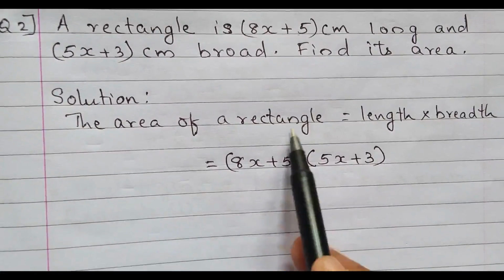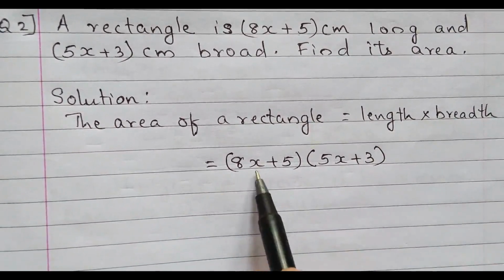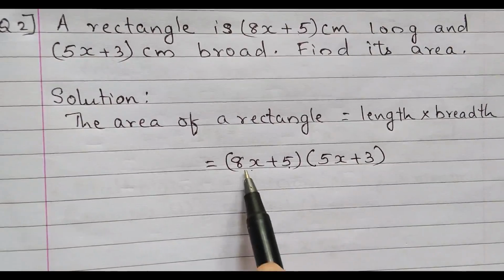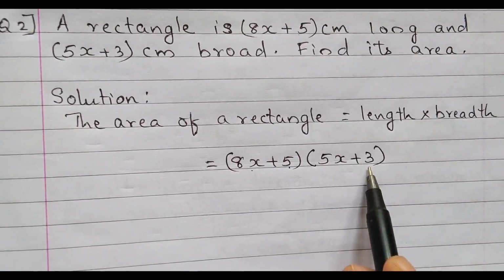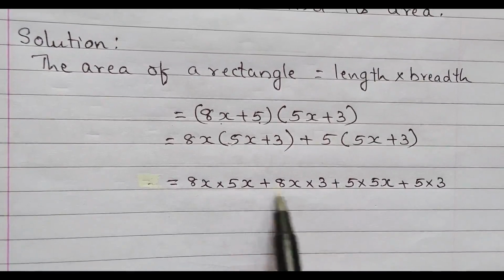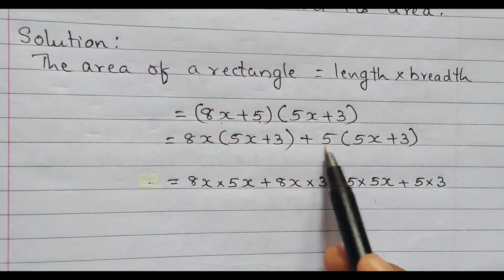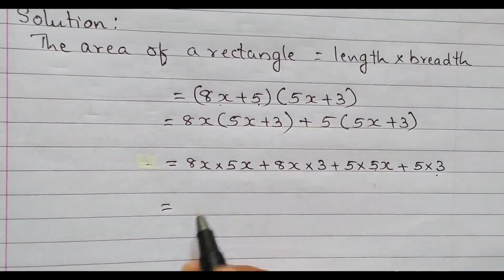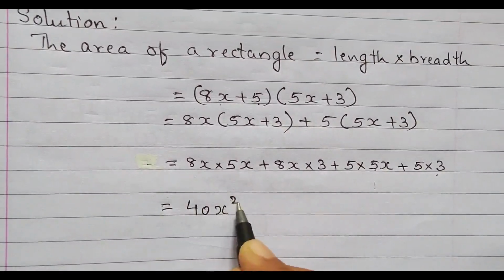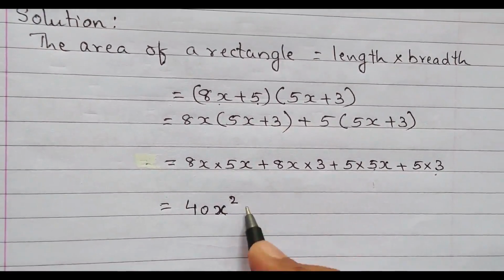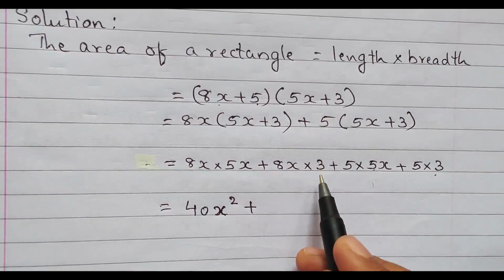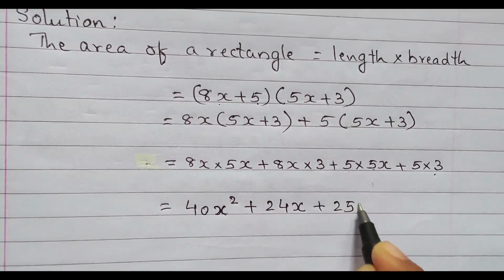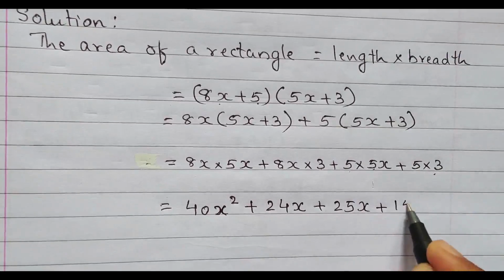So the solution is, the area of the rectangle is length multiplied by breadth, that is 8x plus 5 multiplied by 5x plus 3. This is multiplication of a binomial by another binomial. So you have 8x multiplied by 5x plus 8x multiplied by 3 plus 5 into 5x plus 5 multiplied by 3. So 8x multiplied by 5x will give you 40x squared. X into x is x squared plus 8x multiplied by 3. So you get 24x plus 5 multiplied by 5 is 25x plus 5 multiplied by 3 is 15.